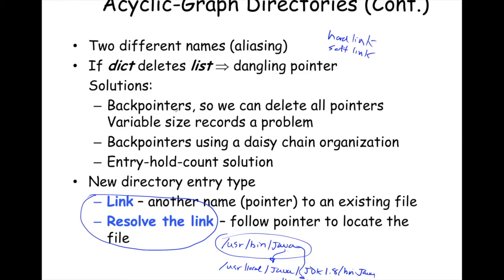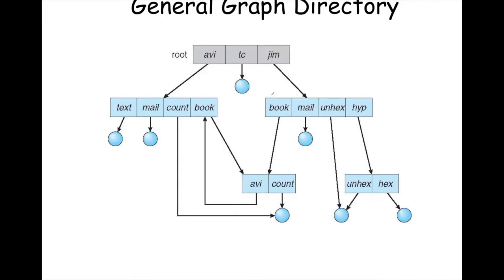A link is another name for an existing file, and you can resolve the link by following the pointer in order to locate the file. So if the file deletes its link, you're left with a dangling pointer. It's just kind of left out there, right? You want to make sure that you can resolve these things, and links are one way of doing that. You have a reference to it.